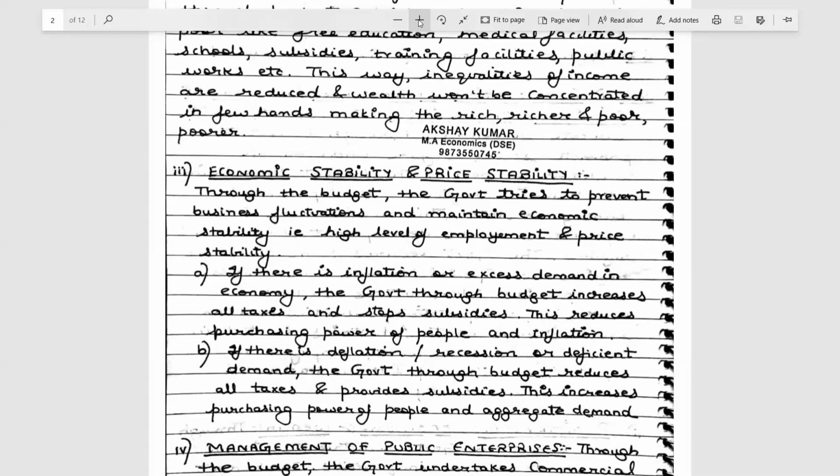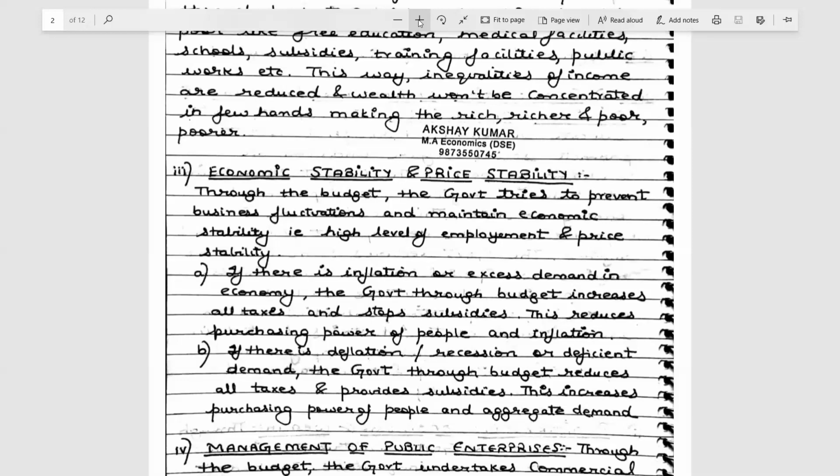सिमिलरली अगर गवर्नमेंट सब्सिडीज प्रोवाइड करती है either to the firms और to the people, दोनों ही केसेस के अंदर demand for goods and services will go up, it will cause aggregate demand to rise. इसका मतलब गवर्नमेंट जो है वो सब्सिडीज यूज कर रही है, गवर्नमेंट बजट यूज कर रही है इस तरीके से ताकि इकोनॉमिक स्टेबिलिटी बनी रहे। Government uses the budget to ensure that there is economic stability.